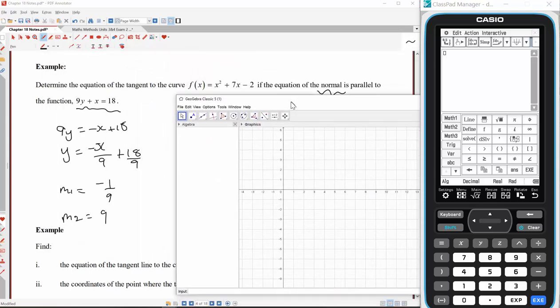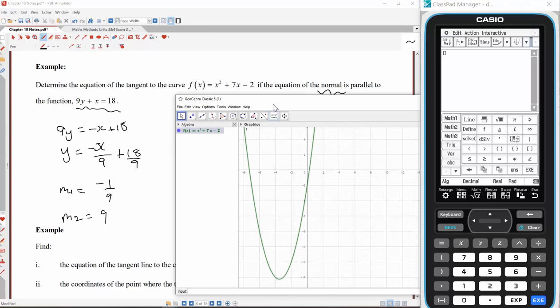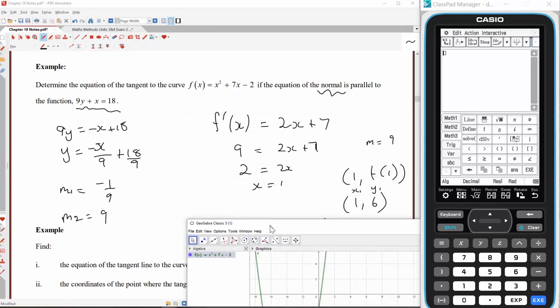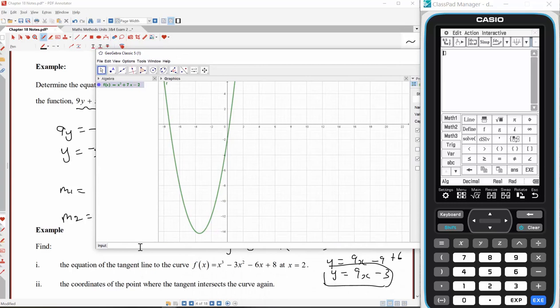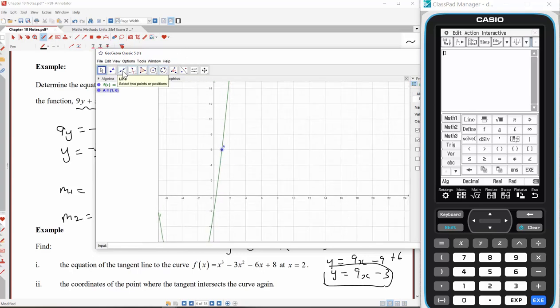Right, here we go. So our curve is f of x equals x squared plus 7x take 2. And what we have found out is the point where all the action happens is 1, 6. So where is 1, 6? It's there. Now let's get it to draw a tangent there. Oops, missed. There's the tangent.